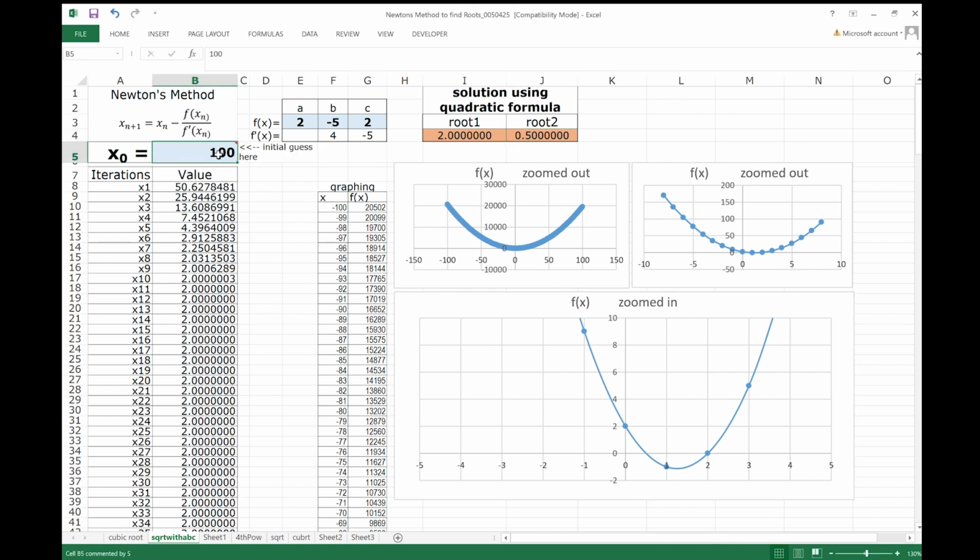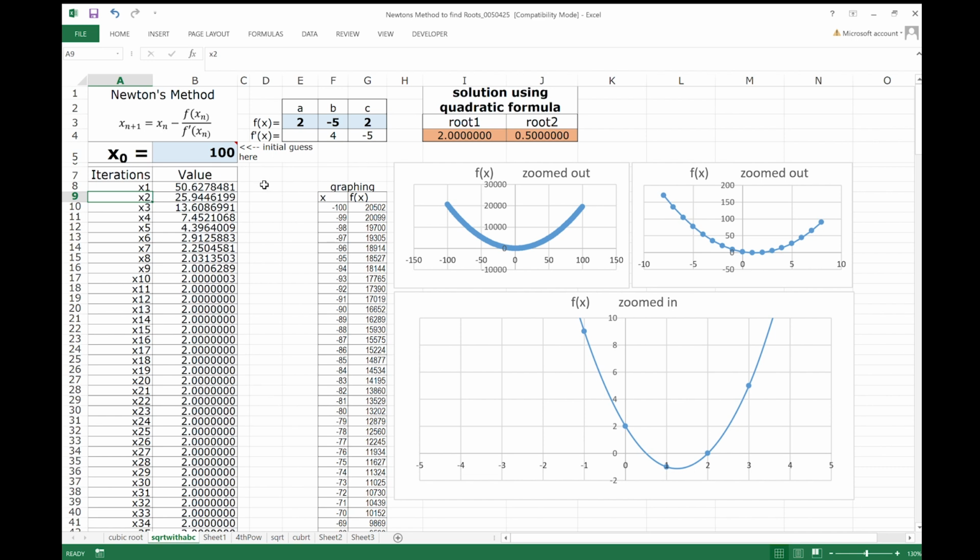Cell B5 here is where the user inputs an initial guess x sub 0. Columns A and B show the iteration results from x sub 0. X sub 1 uses the result from x sub 0. X sub 2 uses the result from x sub 1, and so on and so forth.